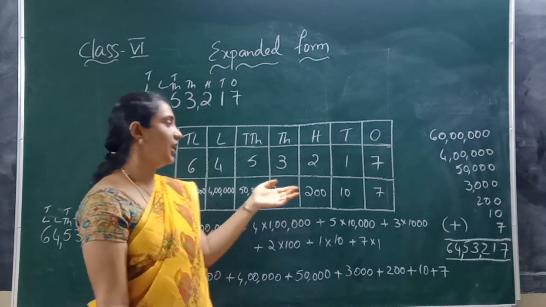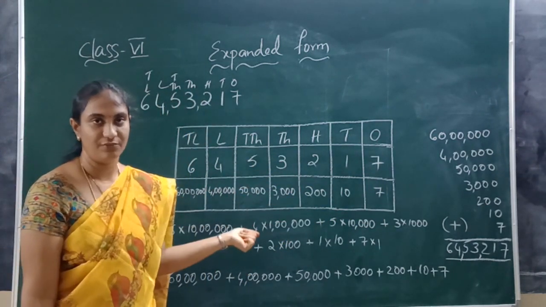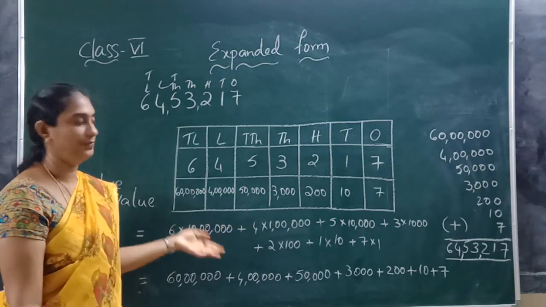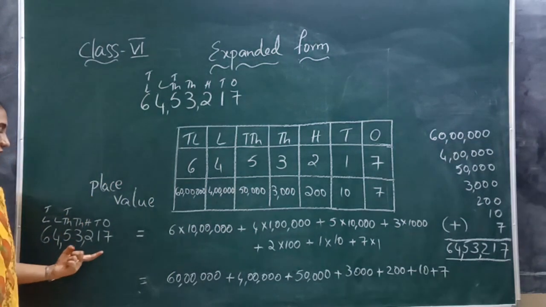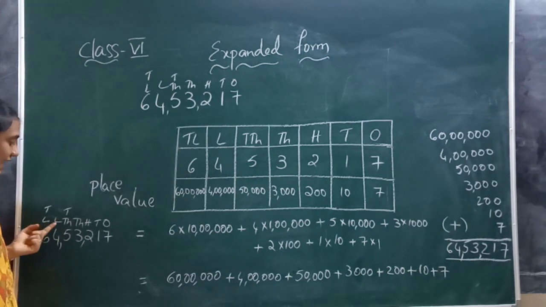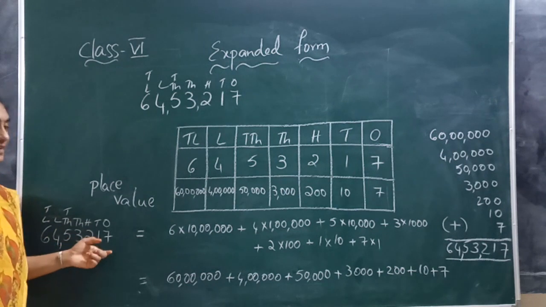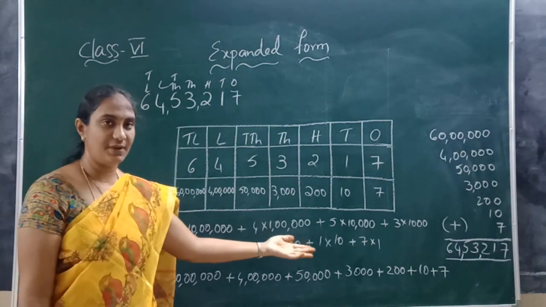Okay children, now let us see how we have to write in expanded form. Now let us write the number. So what is the total number? 64 lakhs 53,217. With this number we have to write the expanded form.